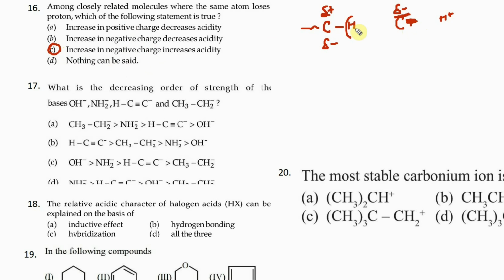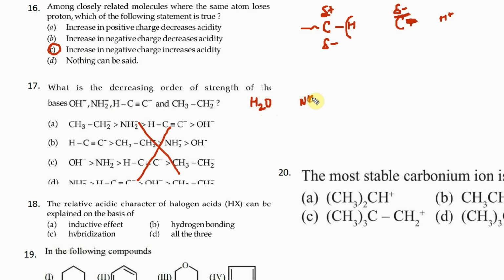Instead of reading these options, I'm going to do it logically, because reading English can be confusing. What's the decreasing order of strength of the bases? It's a very good question. You don't look at this. You take these and write the corresponding conjugate acids.